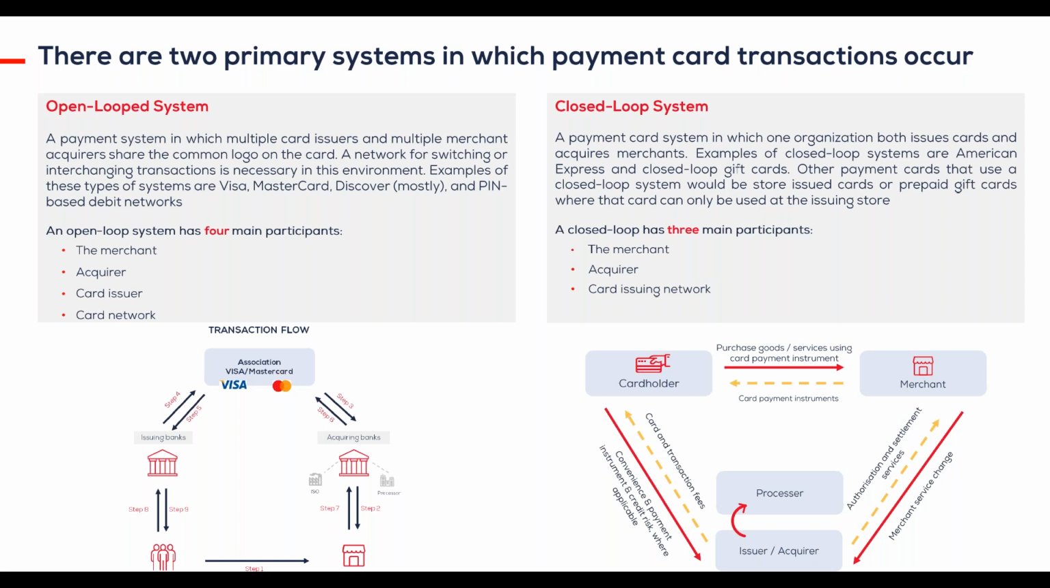The best examples of this would be on the left-hand side for open loop, focusing on Visa or MasterCard, where you have the merchant, the acquirer, your card issuer, and your card network, versus the closed loop side would be a good example, American Express or a private label store issued card. So you have the merchant, your acquirer, and then the card issuing network.